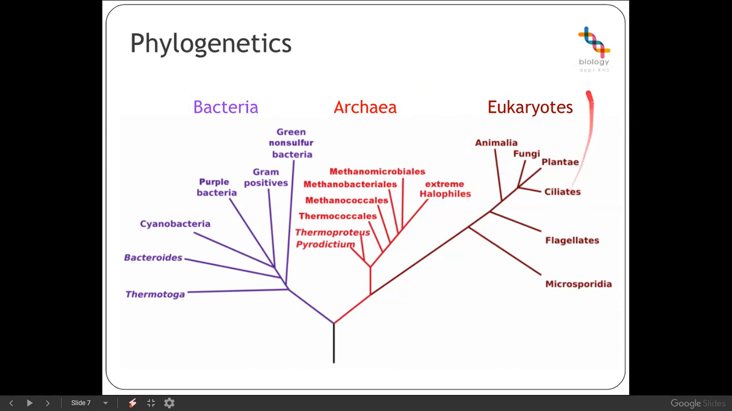And if you remember from before, eukaryotes are the types of organisms which have cells with a nucleus present, whereas bacteria and archaea, usually prokaryotes, don't have a nucleus.